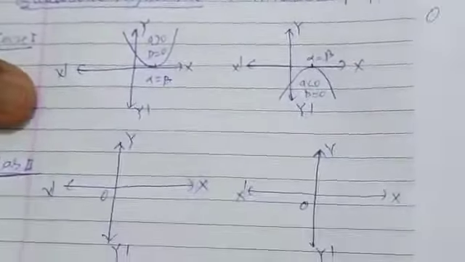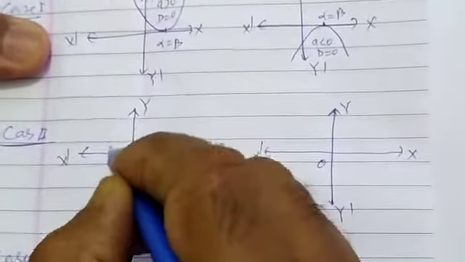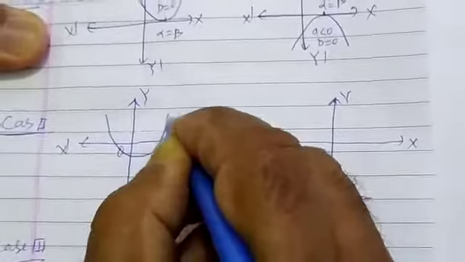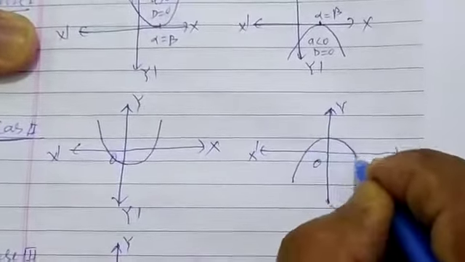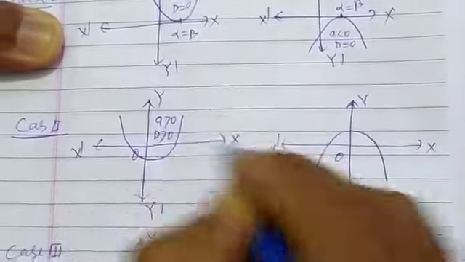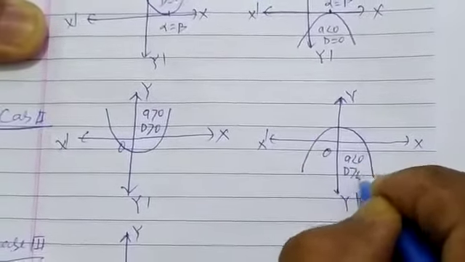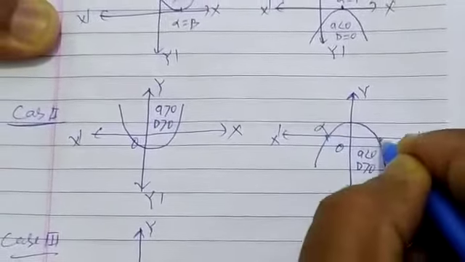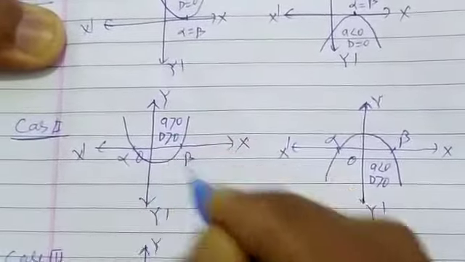Case 2, when D is greater than 0, its graph will be like this. It will intersect the x-axis at 2 points. Here a is greater than 0, D is greater than 0. And here a is less than 0 but D is greater than 0. One value is alpha, another value is beta, the abscissa of these points. This is alpha, this is beta.